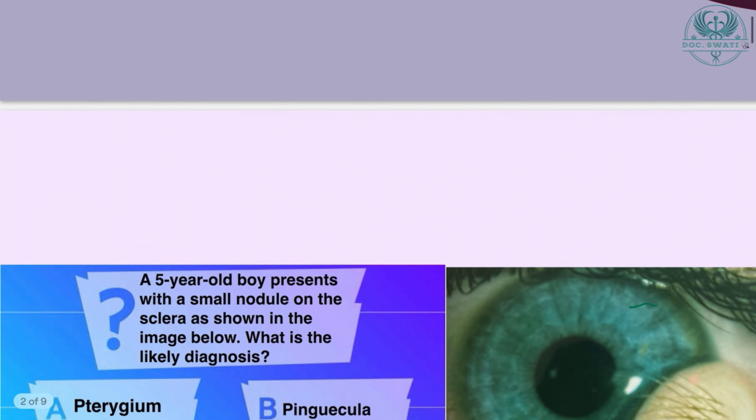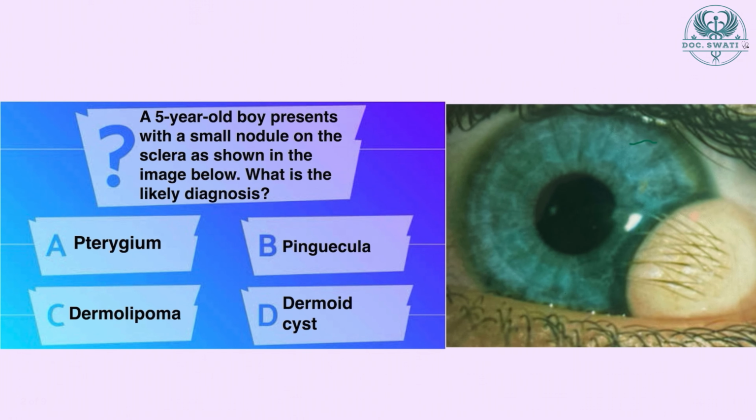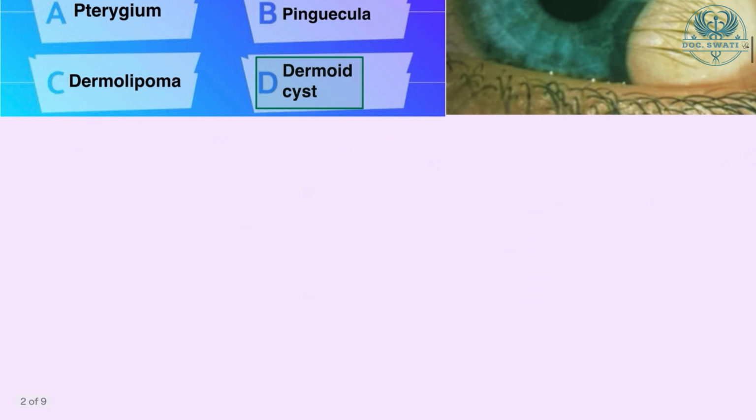Our first question is, a 5-year-old boy presents with a small nodule on the sclera as shown in the image. What is the likely diagnosis? Option A, pterygium. Option B, pinguicula. Option C, dermolipoma. Or option D, dermoid cyst. So which option do you think is the correct one? Well, yes, option D, dermoid cyst is the correct option.